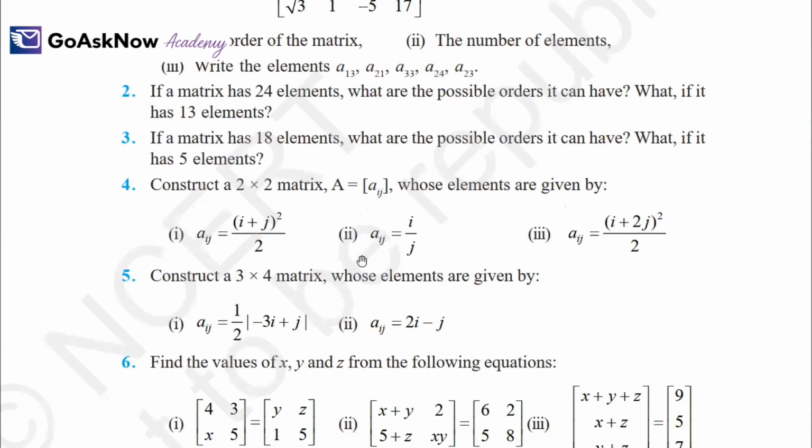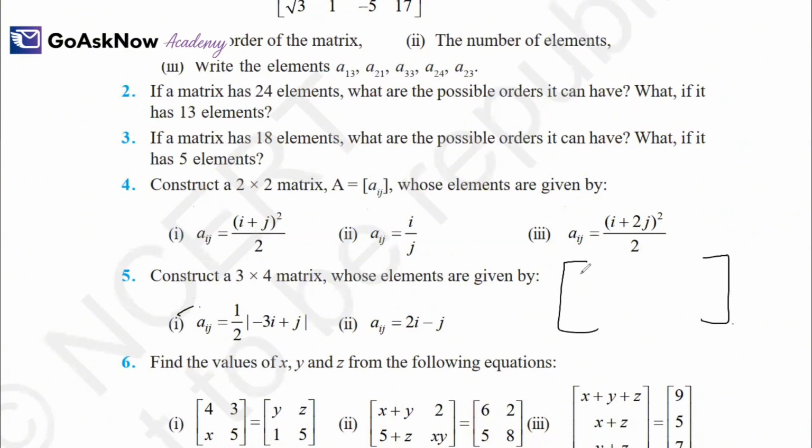See the fifth question. Construct a 3 cross 4 matrix whose elements are given by Aij equals 1 by 2 mod of minus 3i plus j. I will solve the first part and the second part is an easier one. You can solve it by seeing the first one. This is also similar to the fourth question, but I will solve it for you because the mod is also given. It is given that it has the order 3 cross 4, so it must have 3 rows and 4 columns.